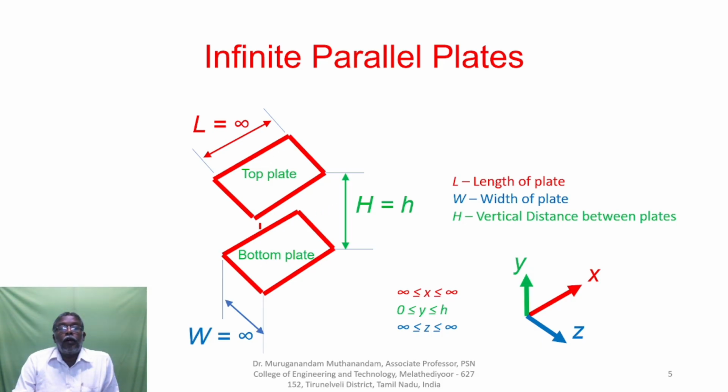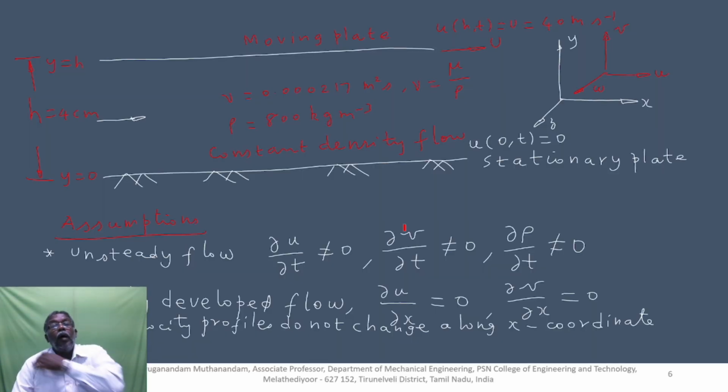That is, the flow domain is such that it has infinite dimensions along the length and width directions. It has a finite dimension along the thickness direction, the vertical distance direction, which is shown in the 2-dimensional figure here. The bottom plate is shown here, where the boundary condition is 0.